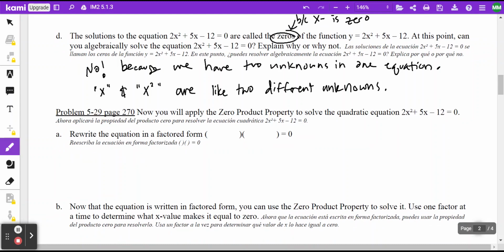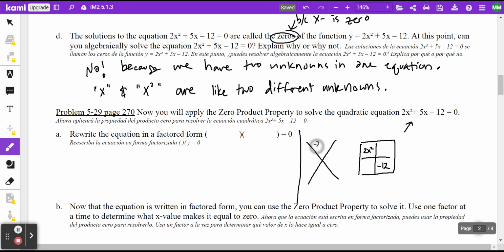We're going to apply something called the zero product property. It is the star of the lesson. It allows us to graph. In order to use it, I need to factor this. So I'm going to factor this using the Xbox method. I start with my box, put 2x squared and minus 12. I know the diagonals have to multiply to the same thing, so that's negative 24 x squared on top and 5x on the bottom.